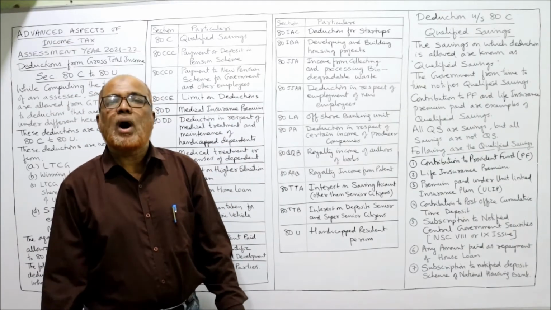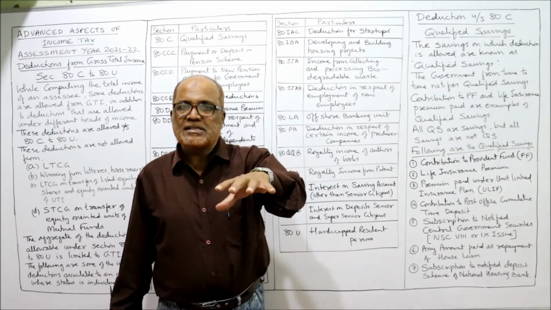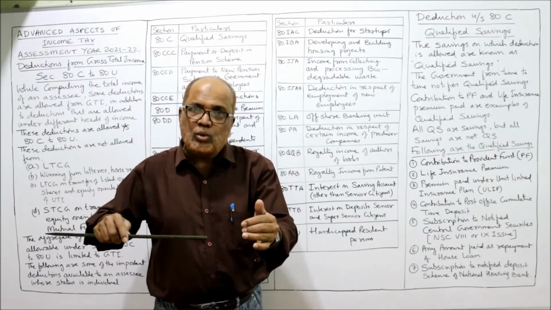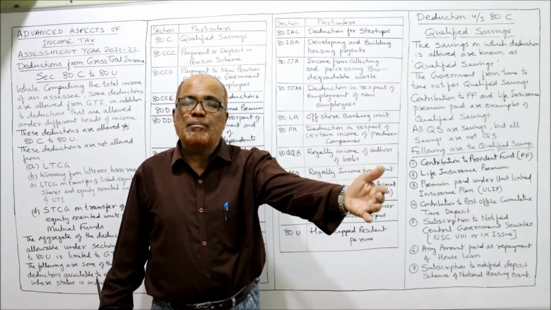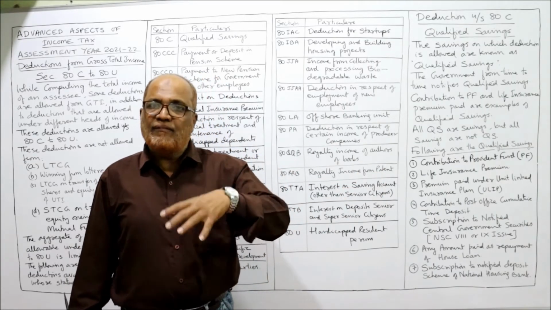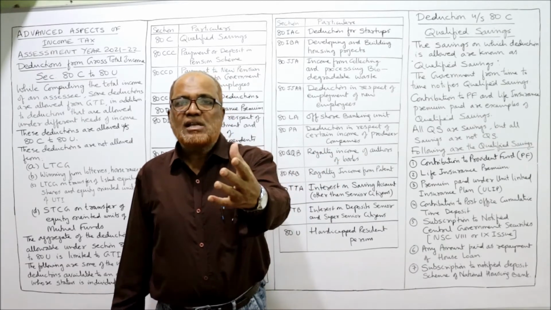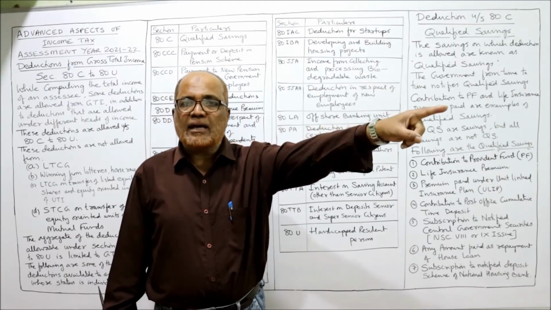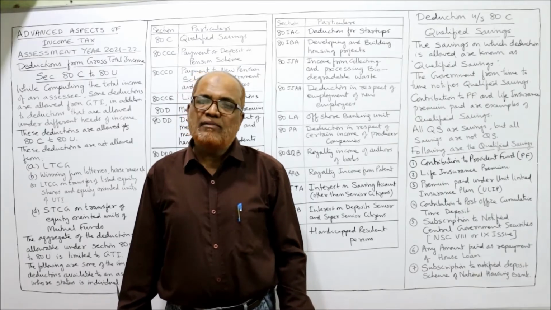It deals with qualified savings. The Income Tax Act says if a person has earned income and wants to reduce his tax liability, then he has to save some money from his income. From his earned income, if he saves some money, then deduction will be allowed. When deduction is allowed, his total income will come down. When total income comes down, tax liability will get reduced.